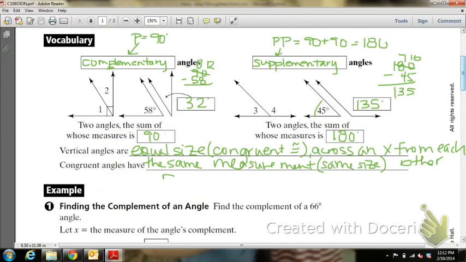Okay, so if I have an x here, 1, 2, 3, 4, angle 1 and angle 3 will be the same because they're across the x from each other. And angle 2 and angle 4 will be the same because they're also across the x from each other. That's vertical. They're across the x. Okay, so pause the video before we try some examples.